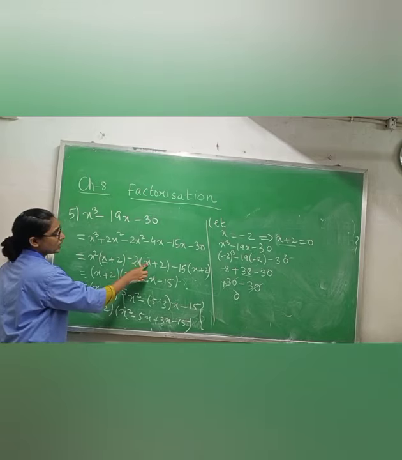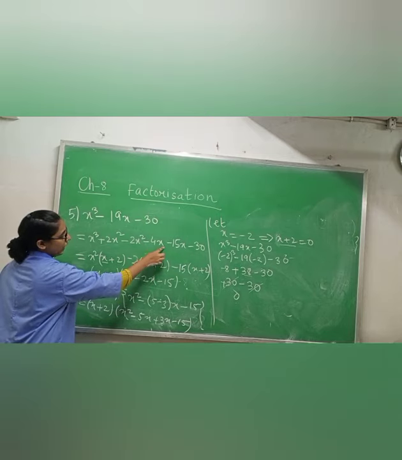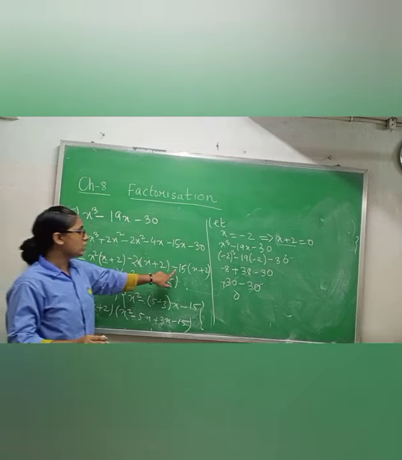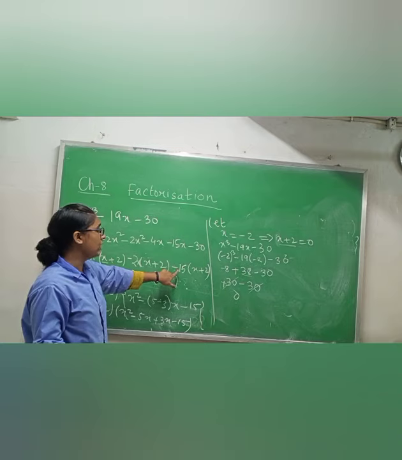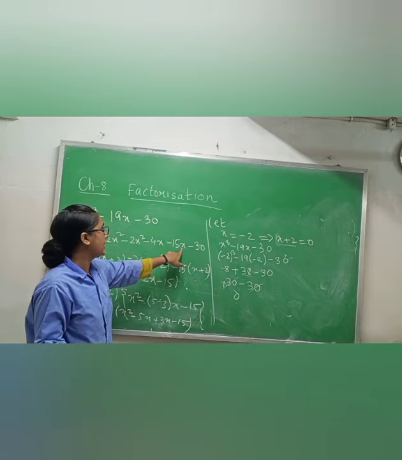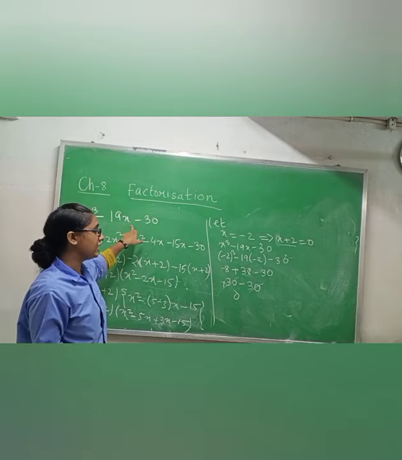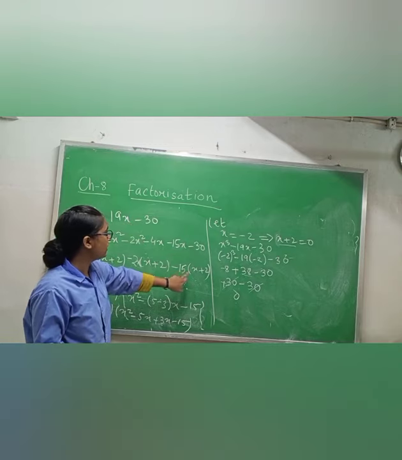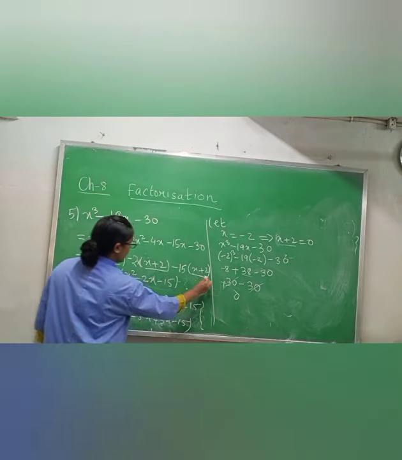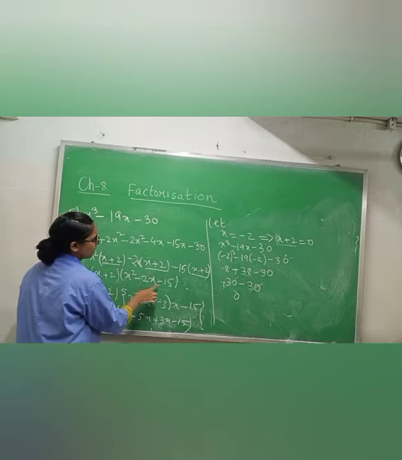So 2x into x is 2x square, minus 2x square, then minus plus minus 2x into 2, 4x. Minus 4x I am taking, but I need minus 19x. So that is why I am multiplying with minus 15 into x. So minus plus minus 15 into x, 15x. See, minus 15 and 4 will add up and it will give you minus 19x. Minus plus minus 15 into 2, 30. Okay. Now this one same. So you write it one time. What is that? x square minus 2x minus 15.